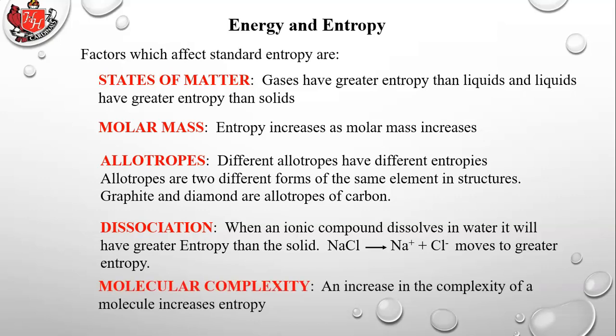And molecular complexity. An increase in the complexity of a molecule increases entropy. That's because there are more different arrangements that the atoms can have. It also means that they can wiggle and vibrate in different ways. So more complex molecules, those with more different elements, they have different electronegativities. There's just a lot more differences to create more disorder, or more different possible states that they can exist in when they're more complex molecules.